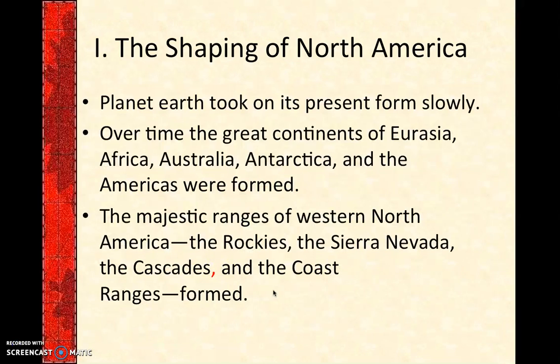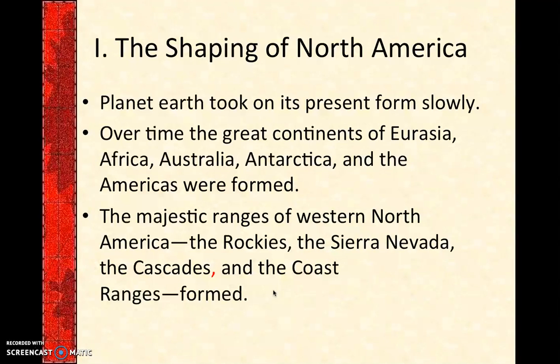So if we take a step back here, the forming of the planet is kind of what leads Native Americans to come here. In the present form of Earth, it was very slow. It started out as Pangea, where all these continents were one. Then it breaks away into the great continents: Eurasia, Africa, Australia, Antarctica, and the Americas. There are majestic ranges in western North America with the Rockies, the Sierra Nevada, the Cascades, the coastal ranges, all formed in addition to the Appalachian Mountains more towards the East Coast.